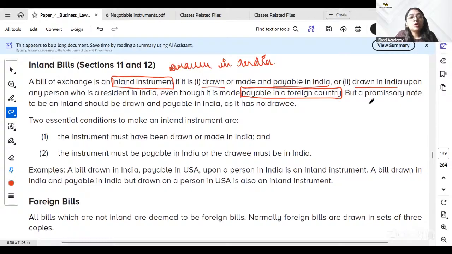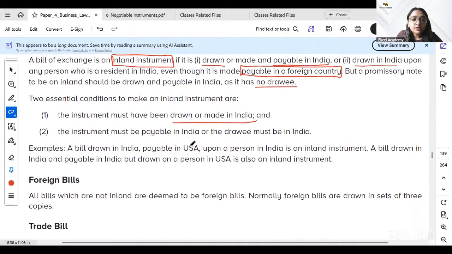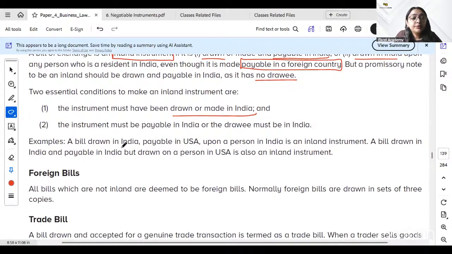But a promissory note, to be inland, should be drawn and payable in India, as it has no drawee. Now, two essentials: it has to be drawn or made in India, or the instrument must be payable in India. For example, a bill drawn in India, payable in USA upon a person in India is an inland instrument. Why? Because even though it is payable in USA, the drawn in India part is important. A bill drawn in India and payable in India, but drawn on a person in USA, is also an inland instrument.